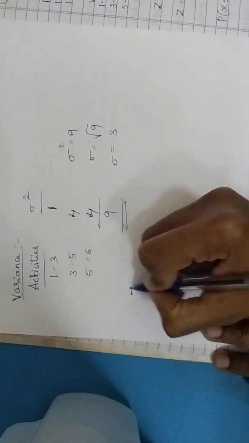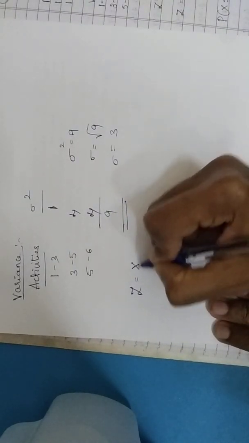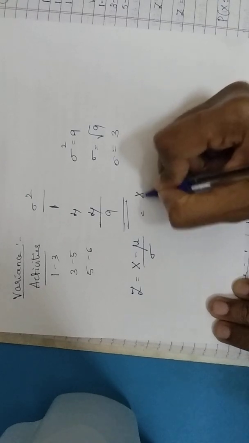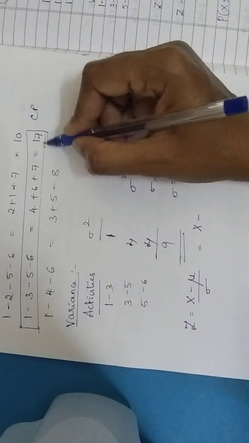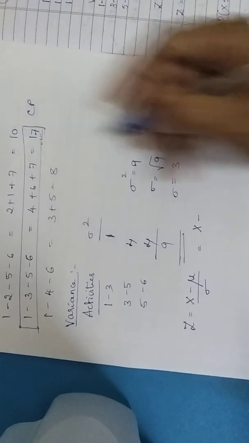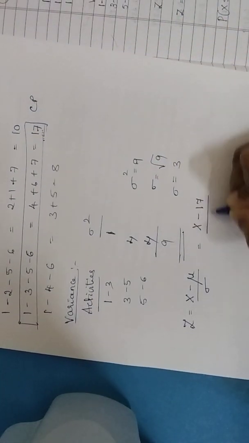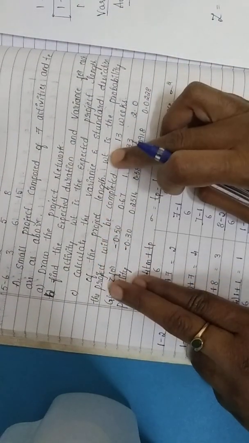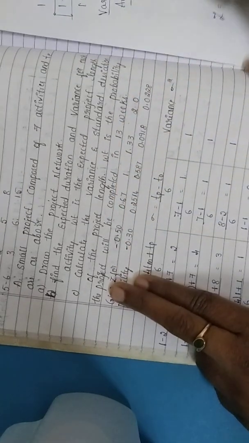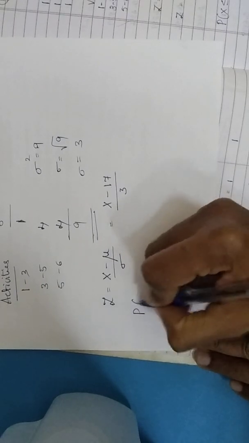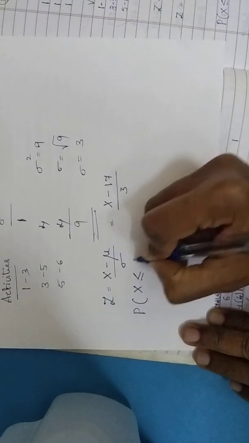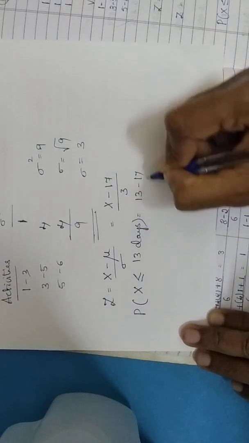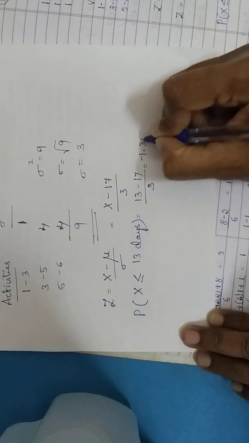Now we indicate the standard normal variate, which is x minus mu divided by standard deviation. In this particular case it will be x minus 17, where 17 is the total time in the critical path, divided by 3. Now we have to calculate the probability that the project will get completed in 13 weeks. The probability that the project duration is less than or equal to 13 is equal to 13 minus 17 divided by 3, which is equal to minus 1.33.